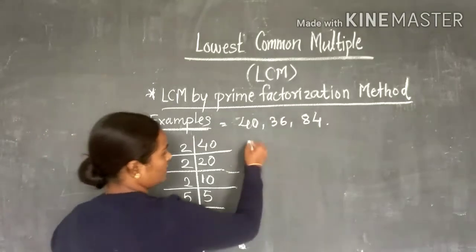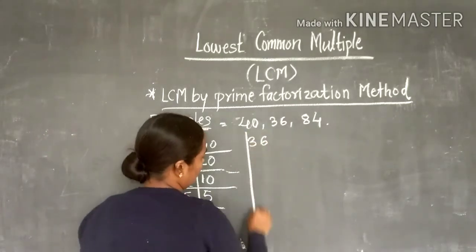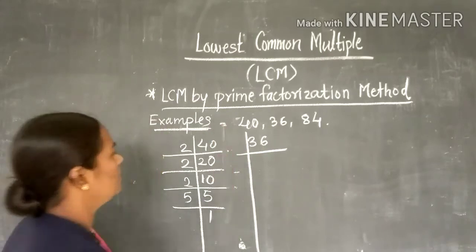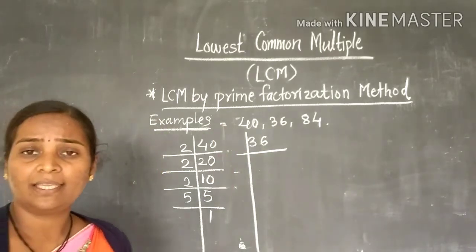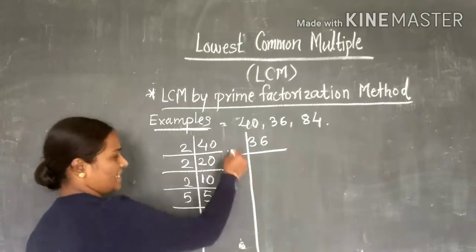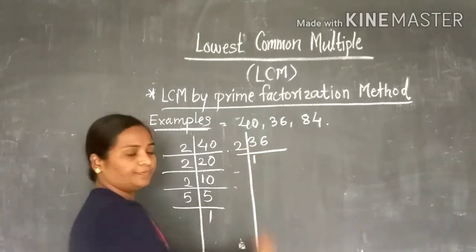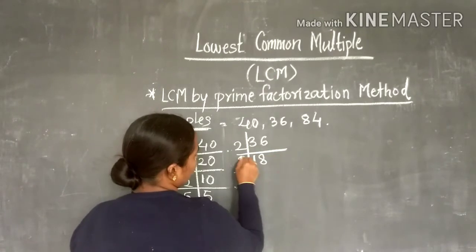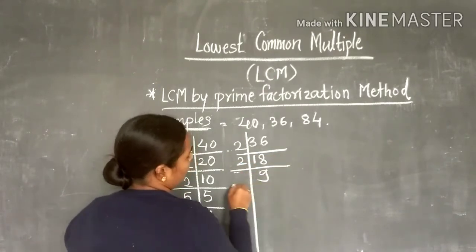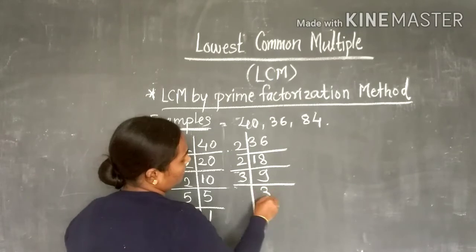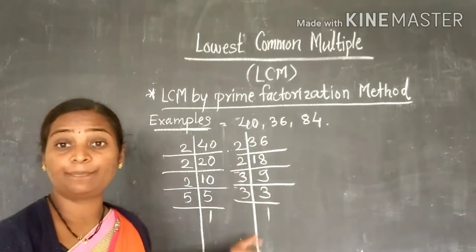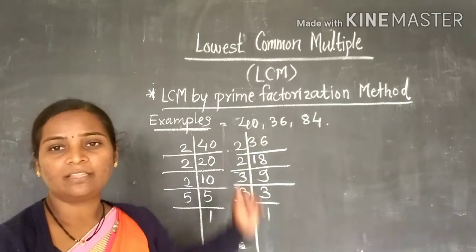Now next is 36. We have to do the prime factorization of 36. Here students, 36 is divisible by 2. Yes. 2 eighteens are 36, then 2 nines are 18. 3 threes are 9, and 3 ones are 3. So here we have got the prime factors of 36.